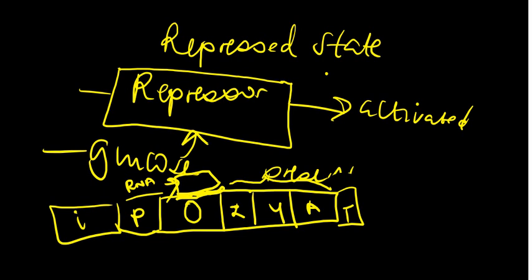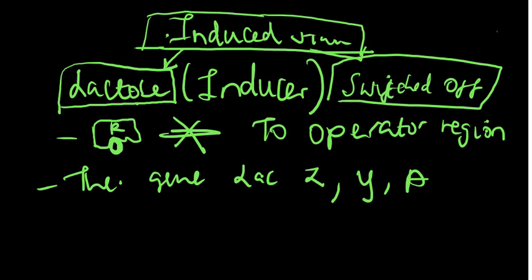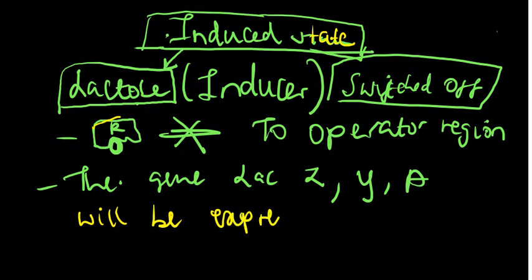But in the inducible state, what you notice is that when we have lactose, the inducer, it means the repressor can no longer bind on the operator. Hence, these like Z, like A, and like Y will be expressed, because the inducer is available.